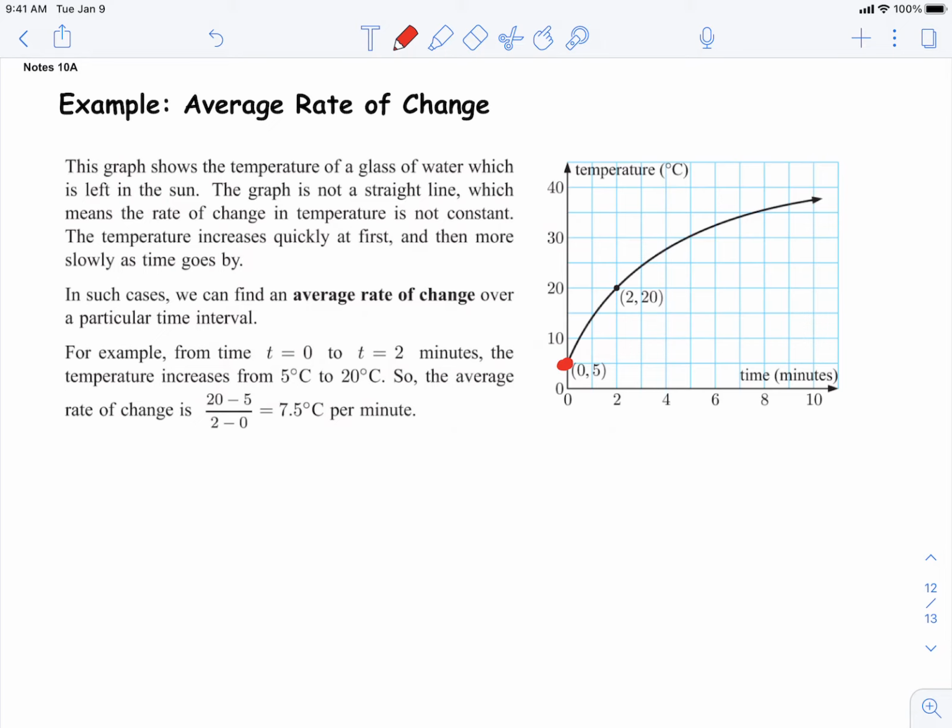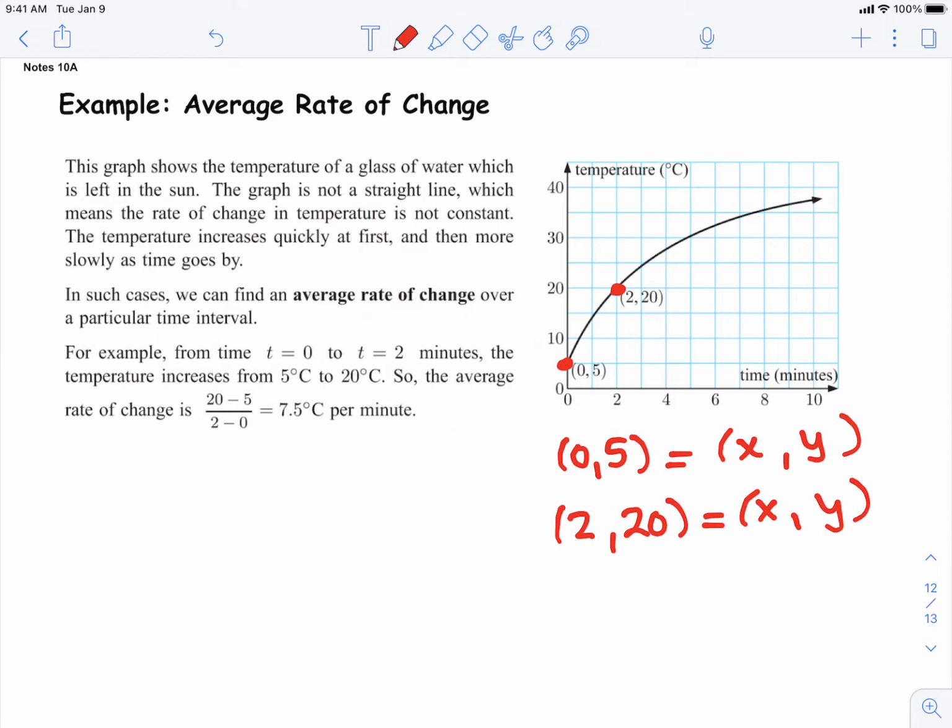So we're going to work with this point, 0, 5. So when the time is 0 minutes, the temperature is 5 degrees Celsius. So we'll let that be our first ordered pair. And then our second ordered pair that we're choosing is 2 minutes later, the temperature is 20 degrees Celsius. So we want to find the slope of that line, which is your gradient. So it's your change in y over your change in x.